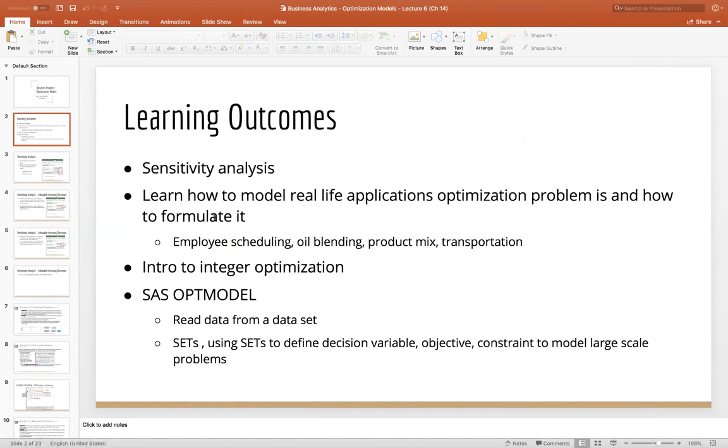And then, as I mentioned, as we go through these examples, we will talk about reading data from a data set. Especially for your projects, if you have too many decision variables or big data that is hard to model in Excel, then you may want to use SAS by reading the data from a data set. And as part of it, we will also talk about sets. Sets make it very easy to model the problems. So these are 4 different things that we will go through.